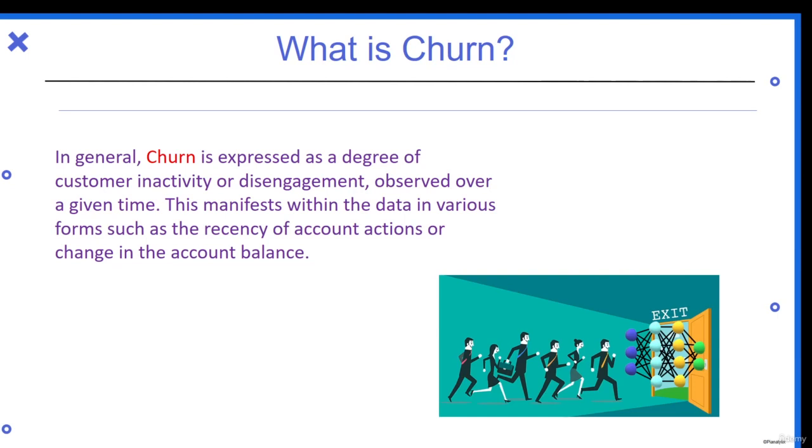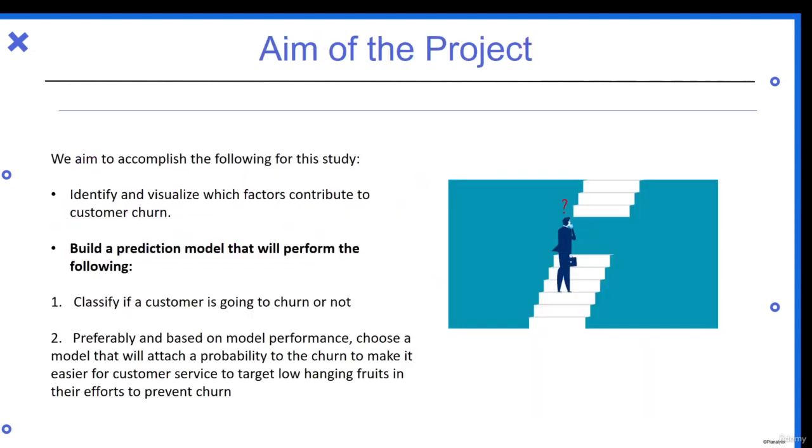This manifests within the data in various forms, such as the recency of account actions or change in the account balance. So this is a very interesting problem for the bank, if they could know which customer will churn or not. We'll build a primary machine learning model which will predict the same.